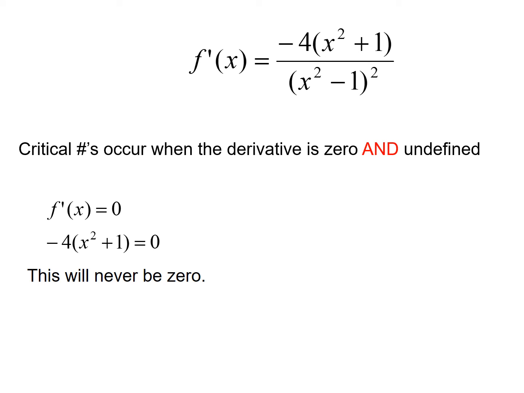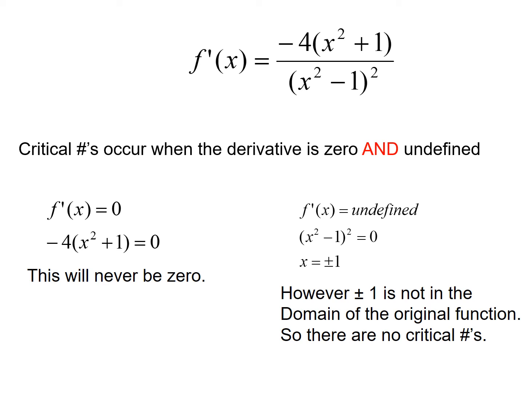Because we have x squared plus 1 equals 0, that will never be 0. And now we also have to see where it's undefined, which is where the denominator is 0, and we see that happens at plus or minus 1. However, plus or minus 1 is not in the domain of the original function, so this actually has no critical numbers. If we were to graph this, we would see that it doesn't have an absolute max or an absolute min. It doesn't have a local max or a local min either.